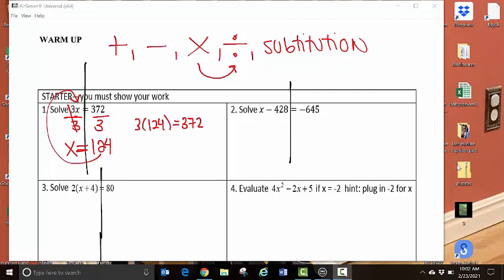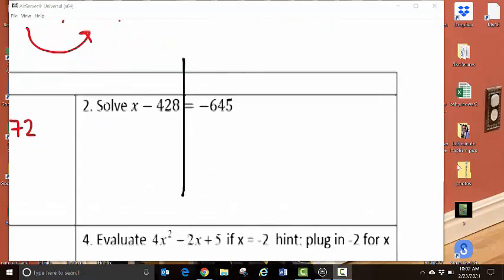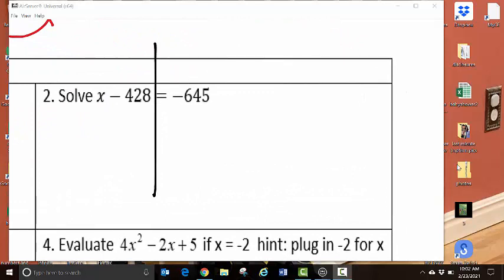So now let's look at this one. We have x minus 428. What is the opposite of subtract? Plus. So we're going to add 428 to both sides. X equals, what would you guys get? 217. Okay, I just couldn't hear you. Pull your mask up. Okay, 217.